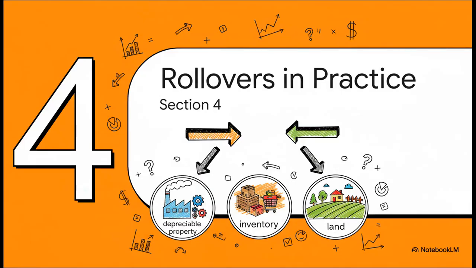Now that we have the mechanics for both ACB and PUC down, let's apply them to 3 distinct cases. We'll look at different types of assets, first depreciable property, then inventory, and finally land.